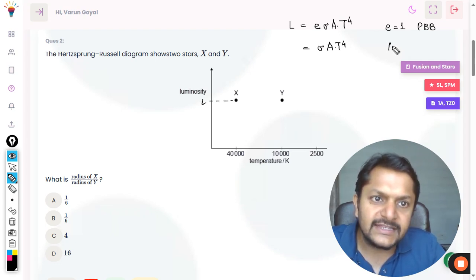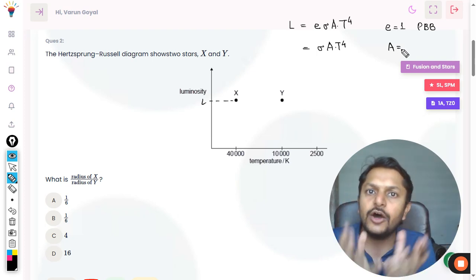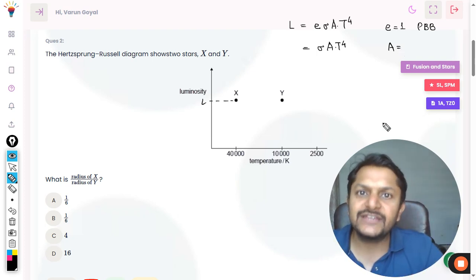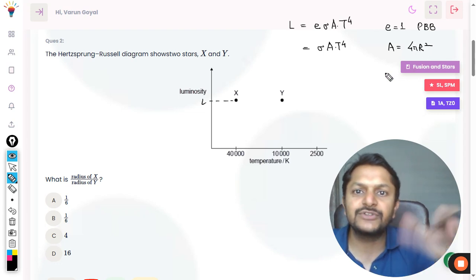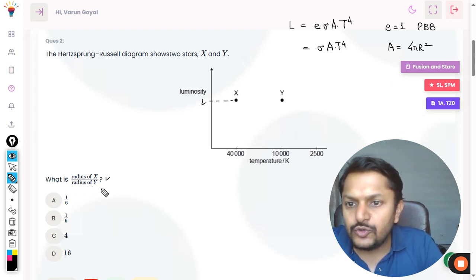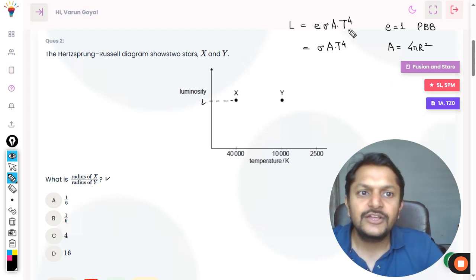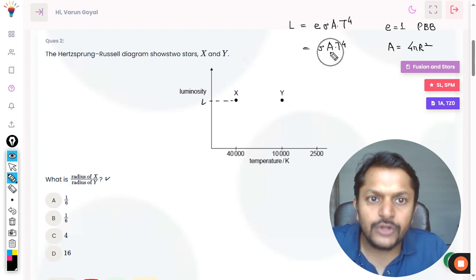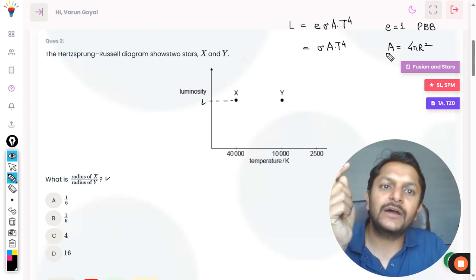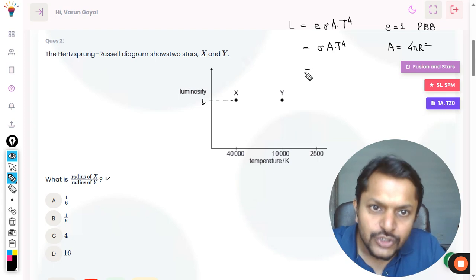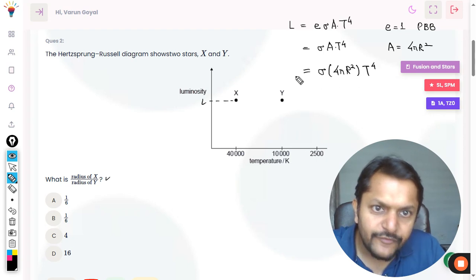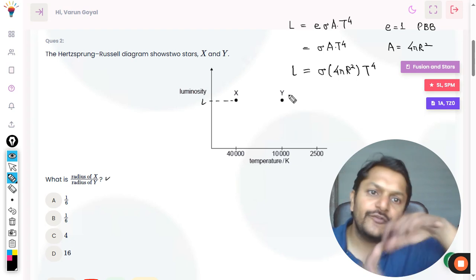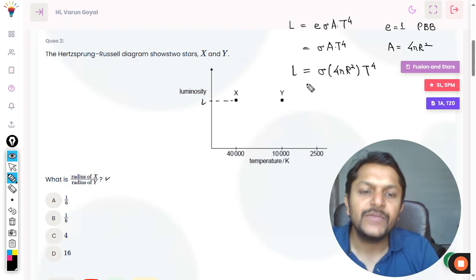Now what is this A? This A is the surface area of the star, and R is the radius of the star. So we can write it as 4 pi R squared. Now the question is asking you the ratio of the radius. So we are going to substitute this value 4 pi R squared into A. It will become sigma 4 pi R squared T raised to power 4. This is the general formula for the luminosity.